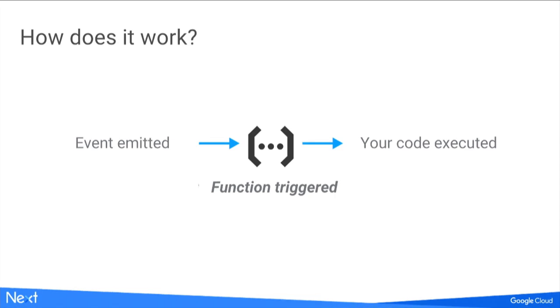Now, within this code, you can make calls to other services and APIs, and as a result, you can choose to invoke other functions since some of these services may actually emit events as well. After your code is finished executing, your function will spin down, and you only pay for what you use with Cloud Functions.